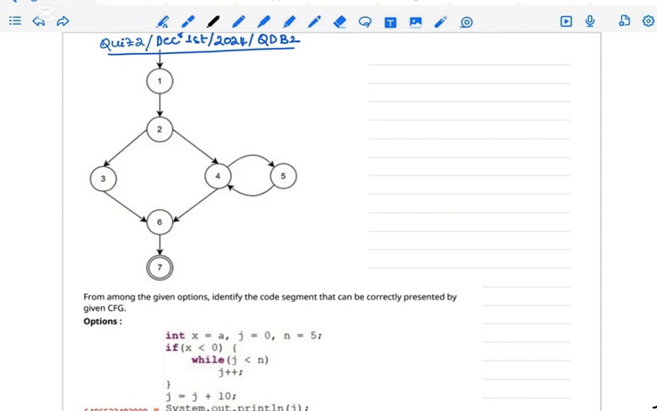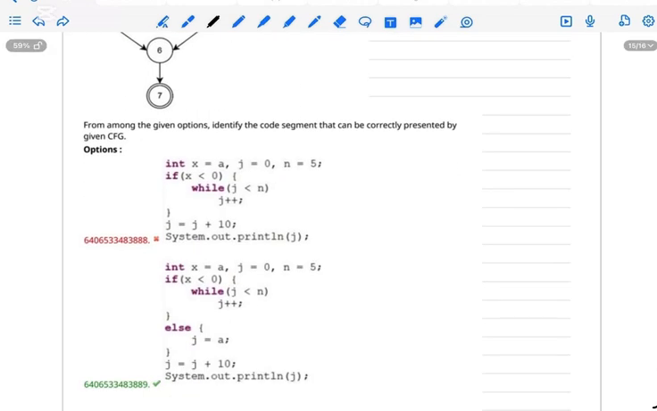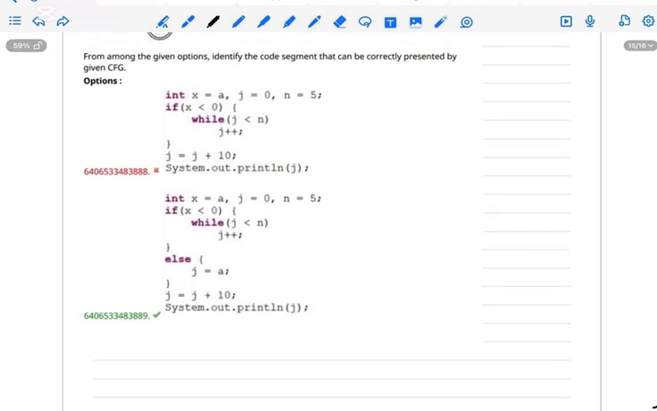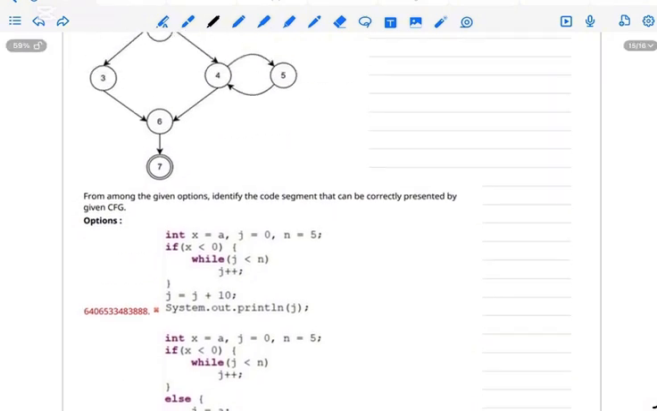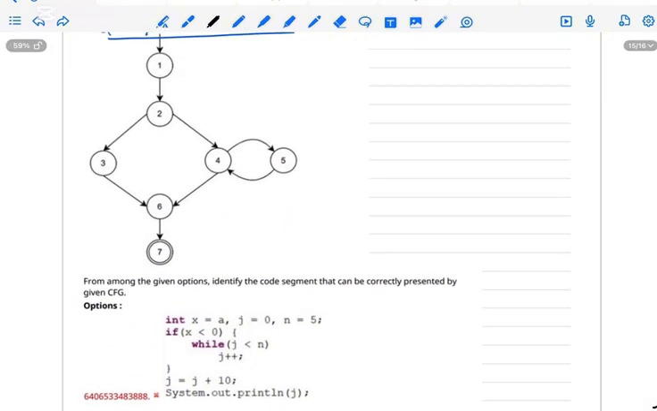So from these options, we draw the control flow graph for each of the 4 options, and see which option matches the given control flow graph in the question.